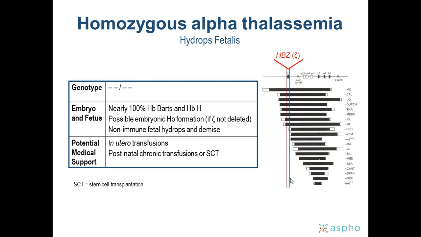So you might ask, well, how can the fetus survive? Well, if the deletion doesn't delete the embryonic genes, then there can be fetal viability. And in those cases, those fetuses are making nearly all embryonic and Barts and H. These babies can be rescued by in utero transfusions and postnatal chronic transfusions or stem cell transplantation. So in utero demise, usually if the zeta globin genes are deleted. The possibility for rescuing if the zeta globin genes are not deleted.